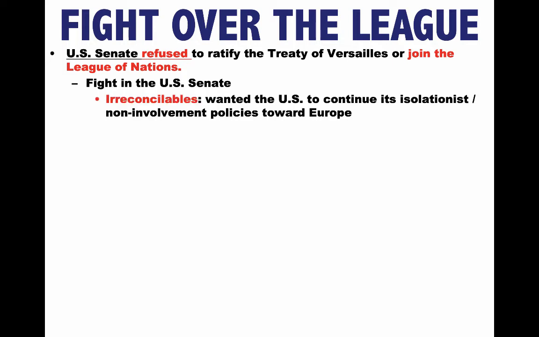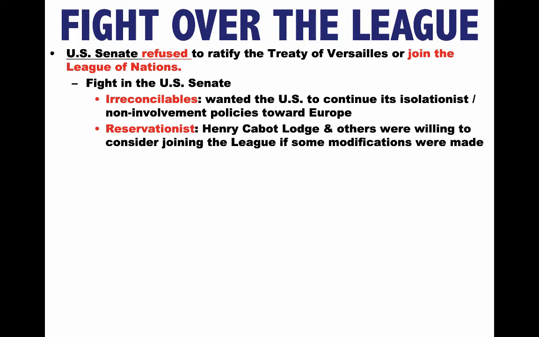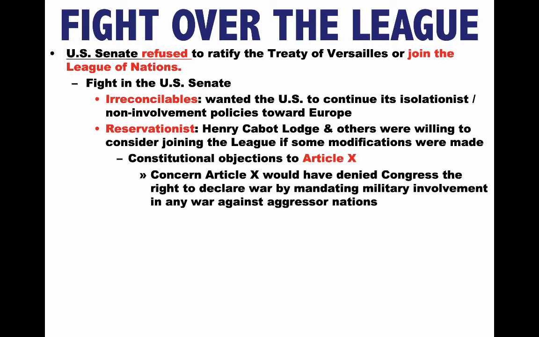The irreconcilables wanted the US to continue its isolationist, non-involvement policies towards Europe. They wanted nothing to do with the League of Nations, whereas the reservationists, led by Henry Cabot Lodge and others, were willing to consider joining the League if some modifications were made. Many of those modifications had to do with their constitutional objections to Article 10. This article of the League of Nations would have denied Congress the right to declare war by mandating military involvement in any war against aggressor nations.